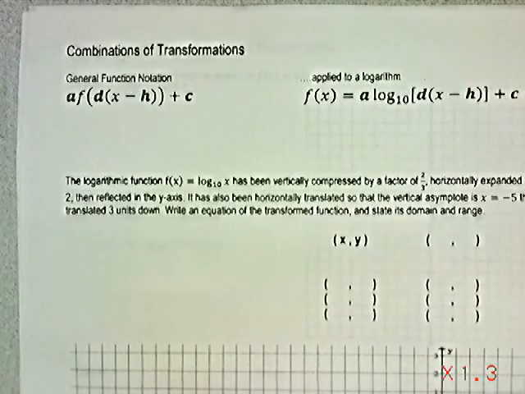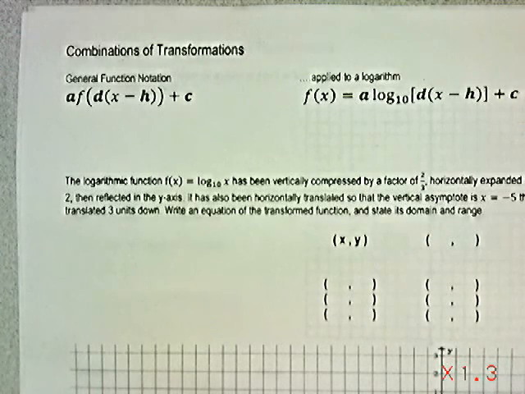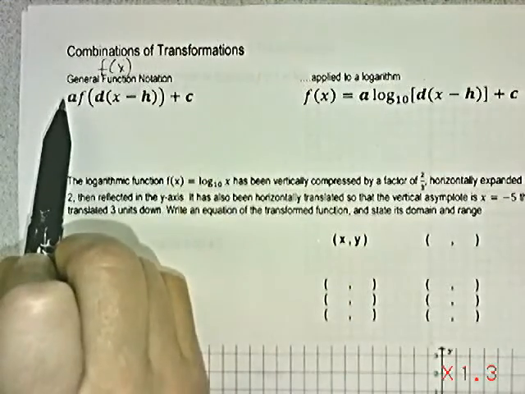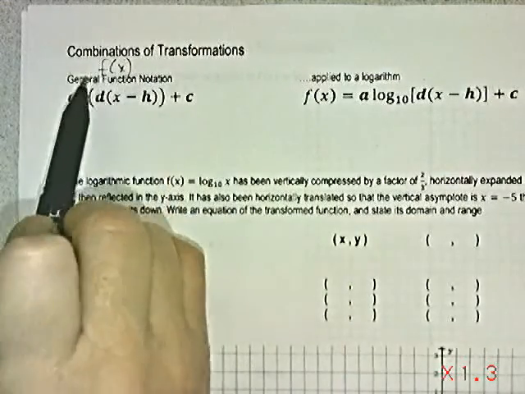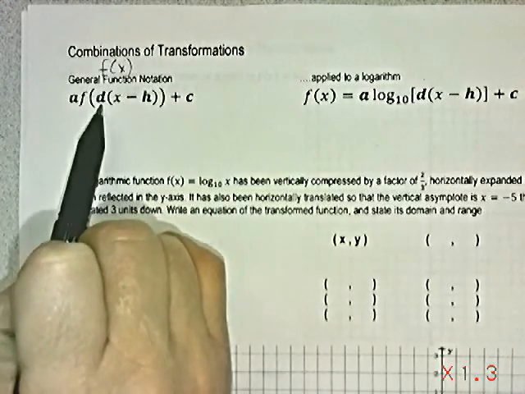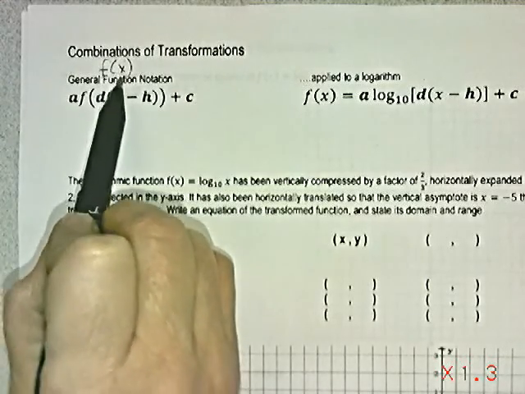Hello and welcome to our lesson on the combination of transformations for logarithmic functions. Last day we talked about being able to put different numbers into our logarithmic base 10 equation and have very predictable effects. If we go right back to general function notation, we talked about the fact that we could have multiplication factors either outside in front of our function or inside our function, right in with x.